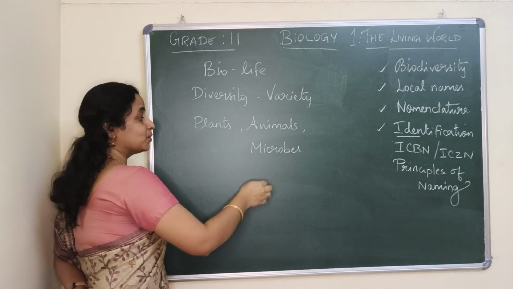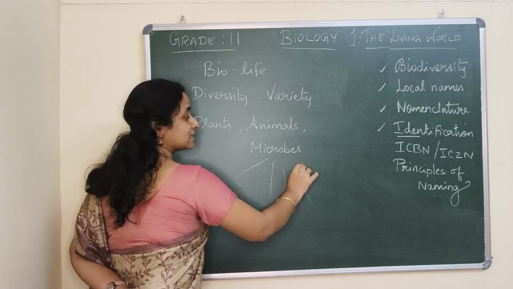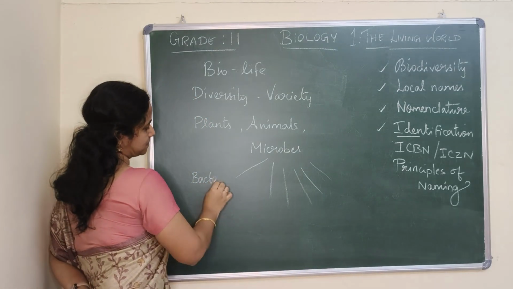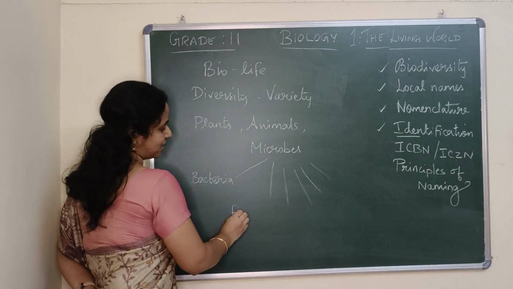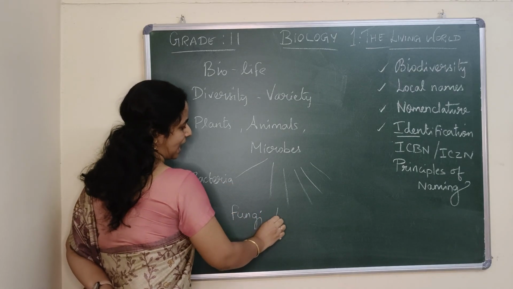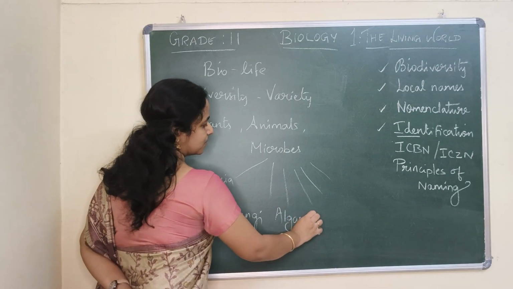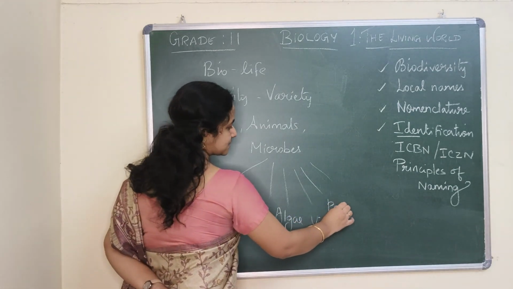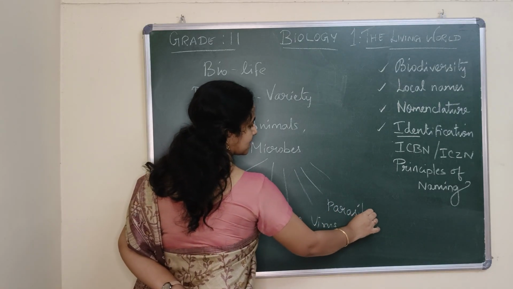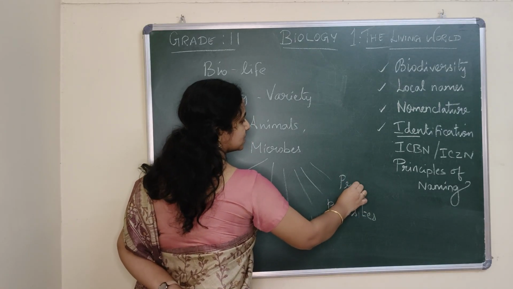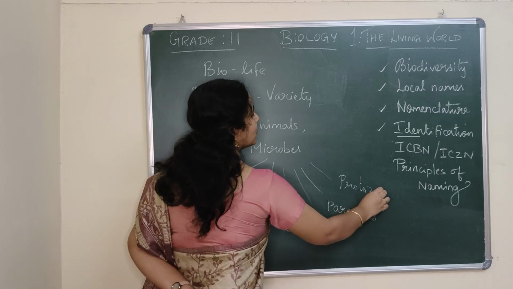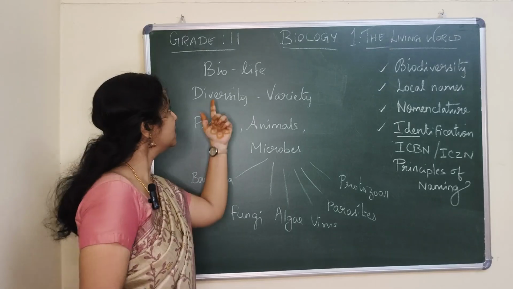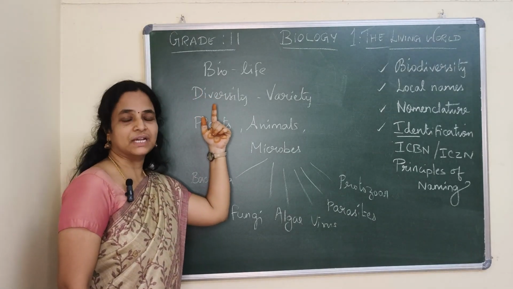When you take microbes, you have different divisions under that. Can you name? Bacteria, fungi, algae, virus, then parasites, protozoan. So we have different living forms in and around the environment. You call that as biodiversity.